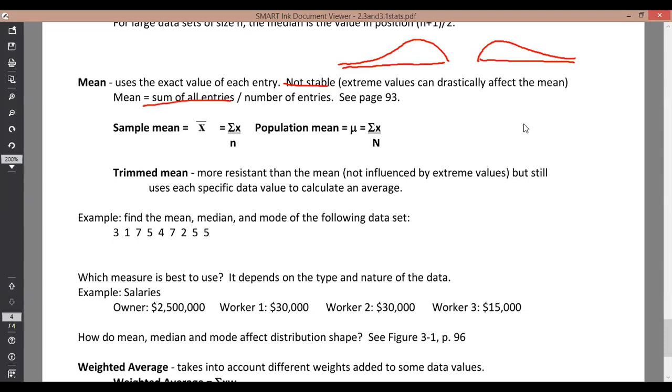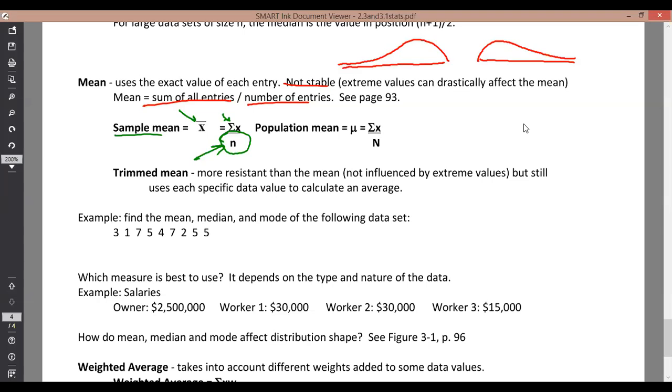This is what most of us think of, by the way, when we say average numbers. You add all of your numbers together and then divide by however many there are. Sum of all entries divided by the number of entries. Notation-wise, you have a sample mean represented by X bar, the X with the bar over it. We talked about that. This sigma symbol means you're adding things together. You're adding all of your X values together and dividing by the sample size, which is denoted by a lowercase n.